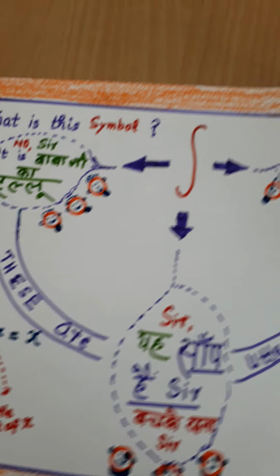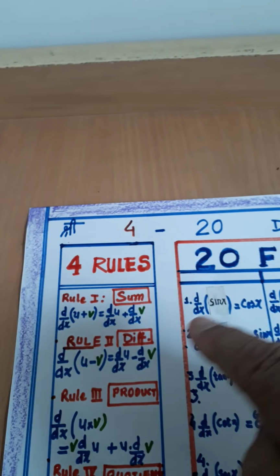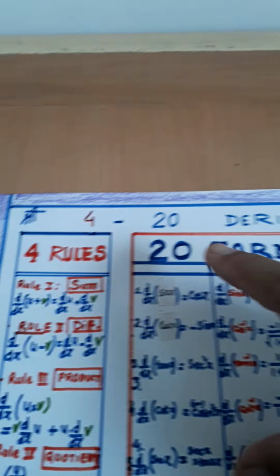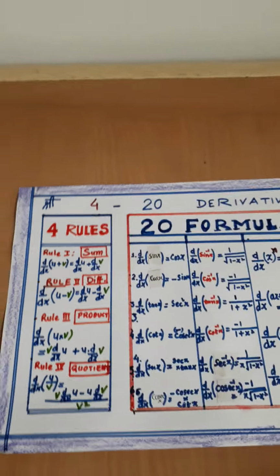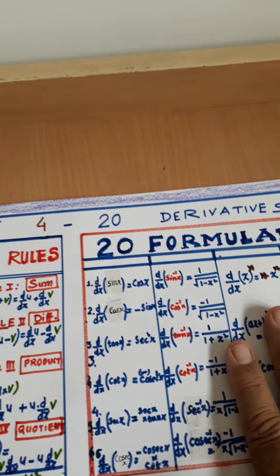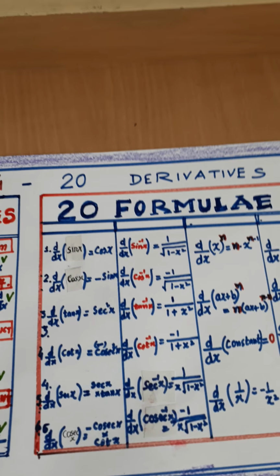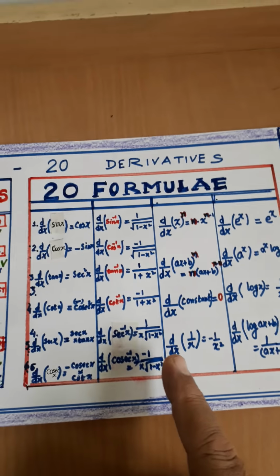Now, first of all, let us try to understand these 20 formulas. There are 4 rules and 20 formulae. Shri 420. 4 rules, 20 formulae. These are the 20 formulae. If any students remember only derivatives, these 20 formulas and 4 rules, calculus is nothing. Integration is nothing. Only you have to remember these 20 formulas.